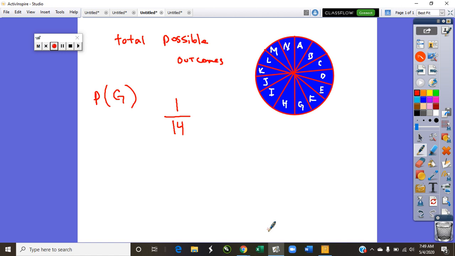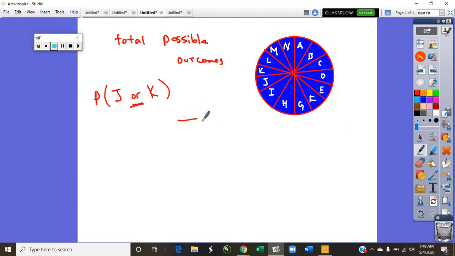Now, when you hear the word or, that typically means that either one is okay, right? If I said, if you spin a J or a K, you win $100. If you spin a J, do you get $100? Yes. If you spin a K, do you get $100? Yes. That means either one of those is okay. All right. So if I said the probability of spinning a J or K, this means that either one of those is okay.